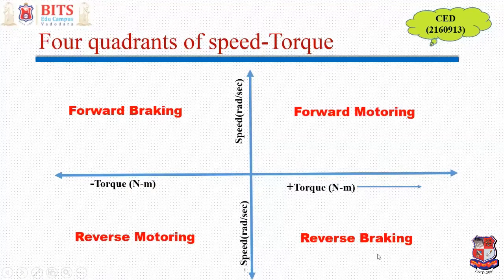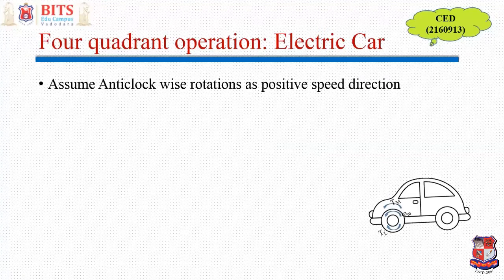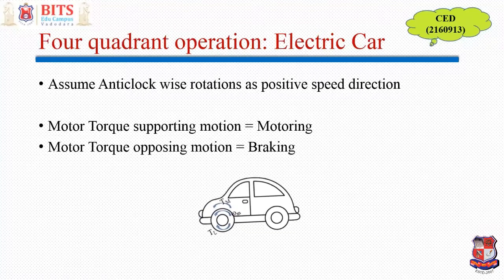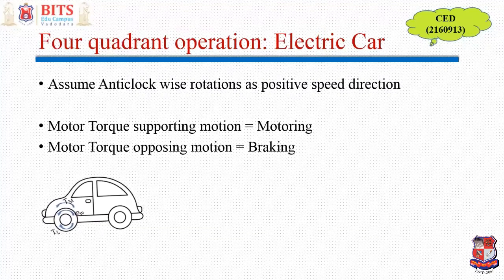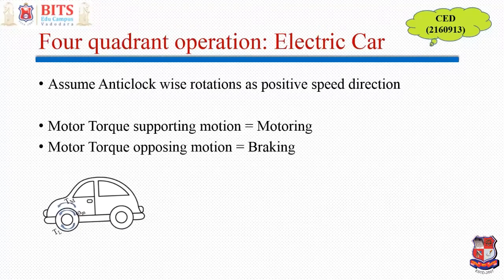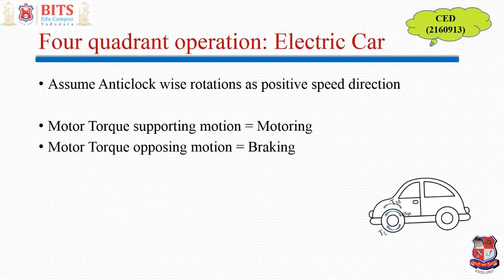Now let's try to understand each quadrant with a little example of an electric car. Assume anti-clockwise rotation as the positive speed direction. Motor torque supporting the motion is motoring. Motor torque opposing motion is called braking. Right? So this is the convention for us. Now this is a motion on a level track. Now let's start with the first quadrant.